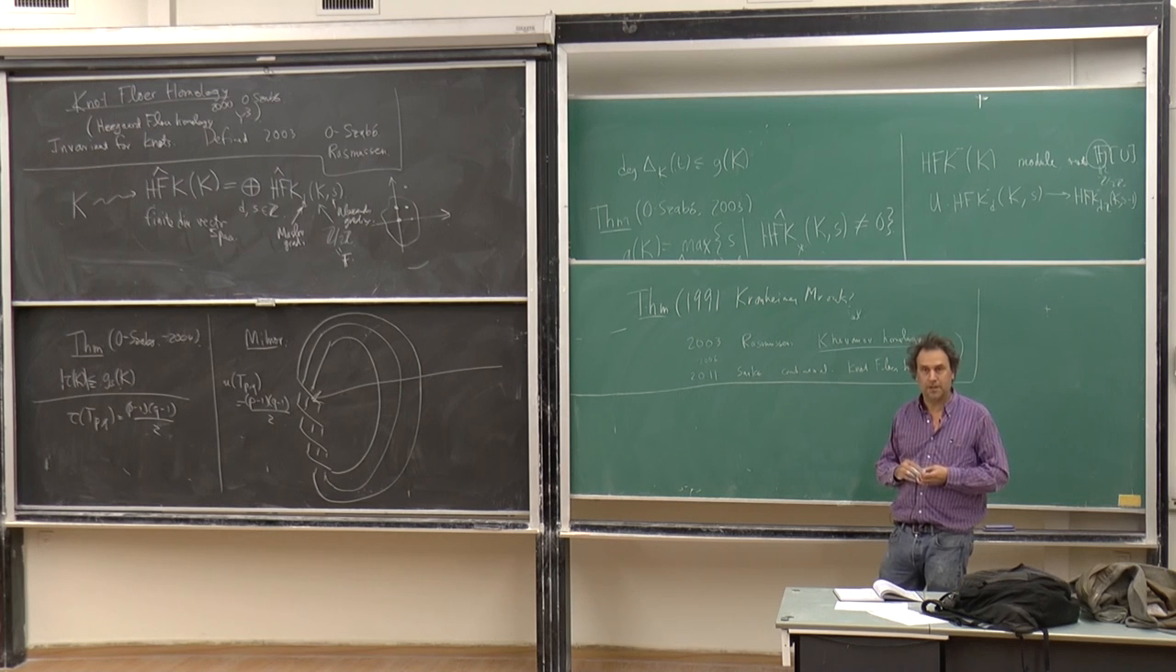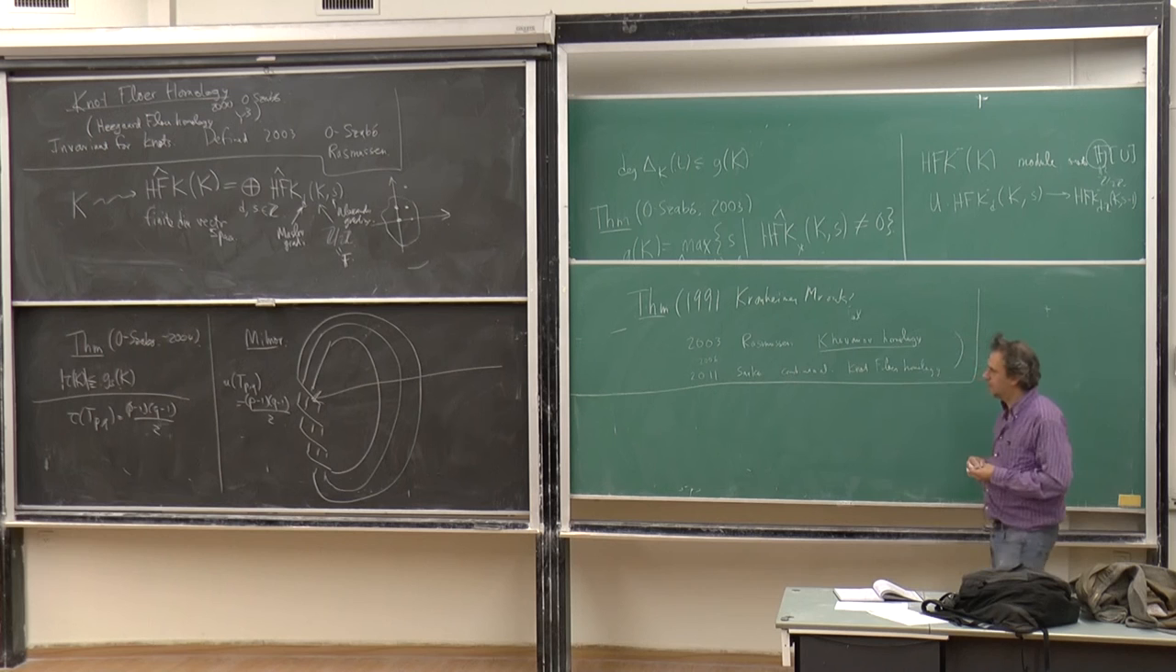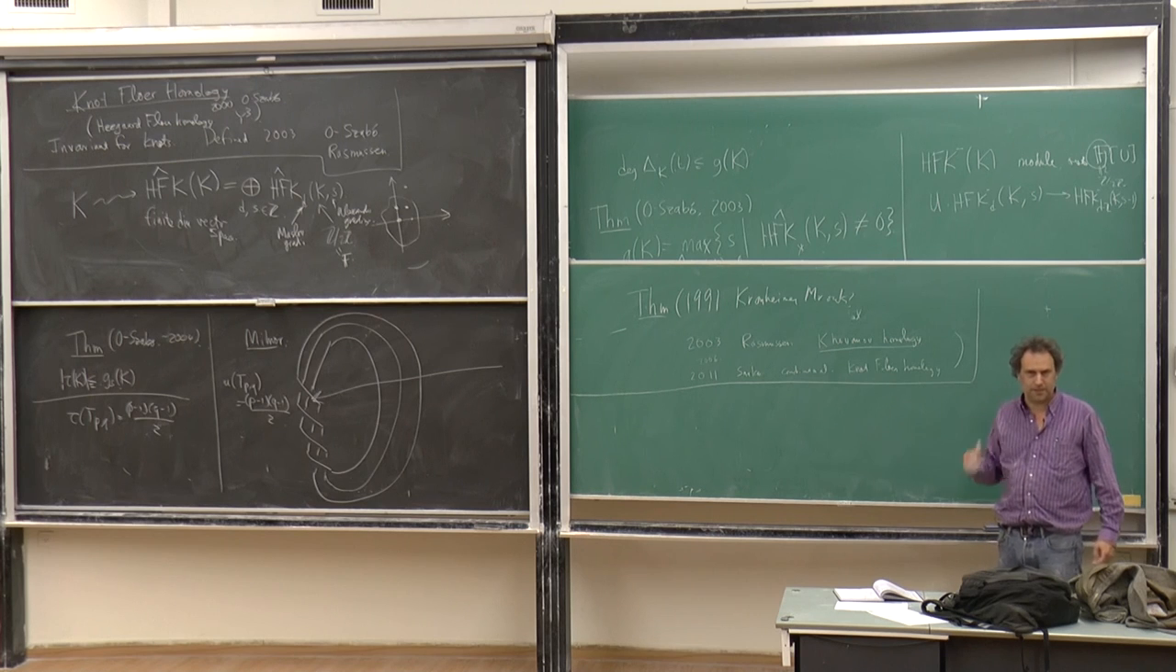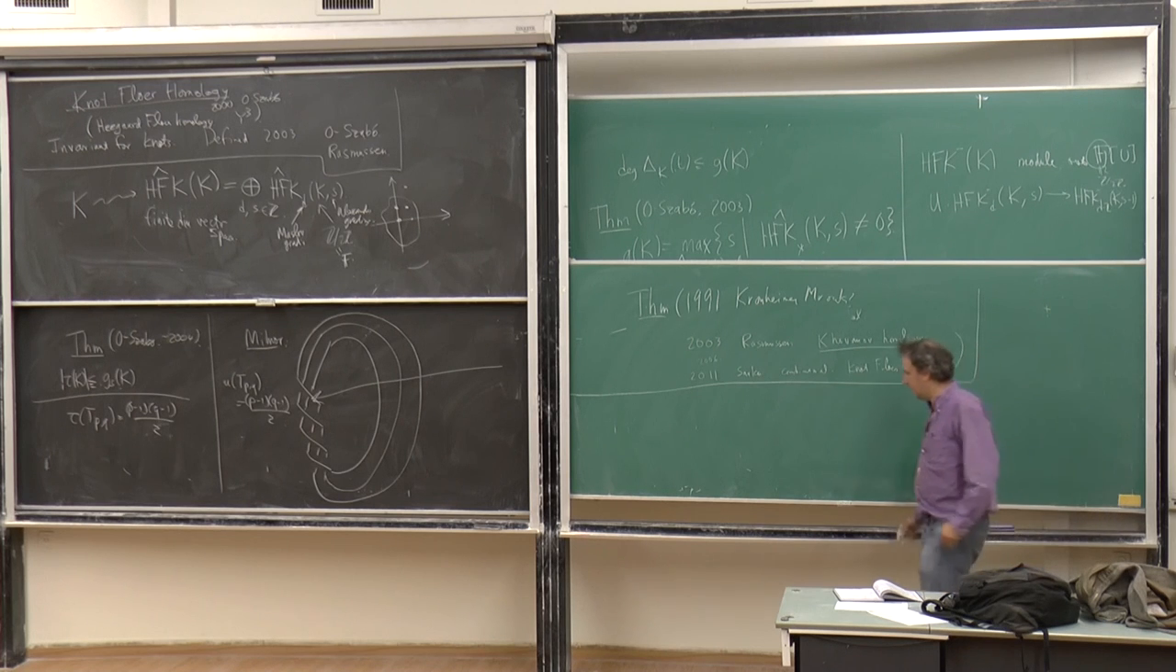Pardon? It's also not complete. In 2010, Kronheimer and Mrowka proved that it detects the unknot as well. So when you say combinatorial formulation, you mean that there is a procedure to compute? Yes. But also, there is a combinatorial proof that everything is well defined? Yes. There is a combinatorial proof that everything is well defined.